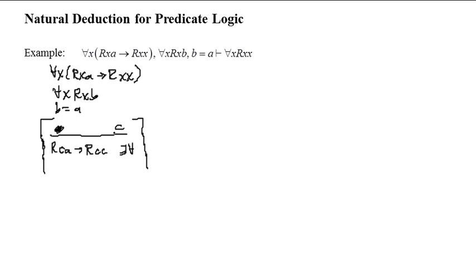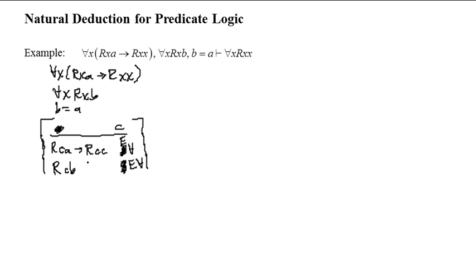Okay, what can we do next? Well, I do know for all x, Rxb. So applying that would give me Rcb in the same way. That's the elimination rule, that's an ordinary E, for the universal quantifier. There we go. So I have Rcb and I have Rca implies Rcc.